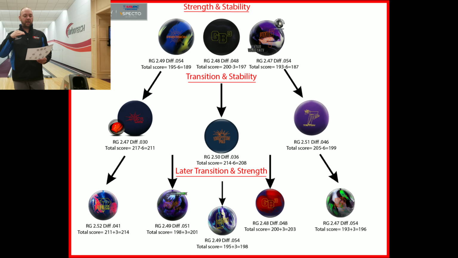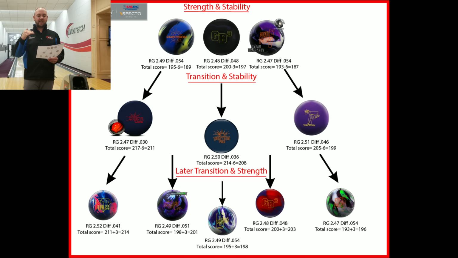So at the top level, your strength and stability numbers need to be in about the 190s. So you can see I've got a Precision Solid here that's at 195, and that's a solid cover, so we're going to subtract 6. That's going to give you 189.